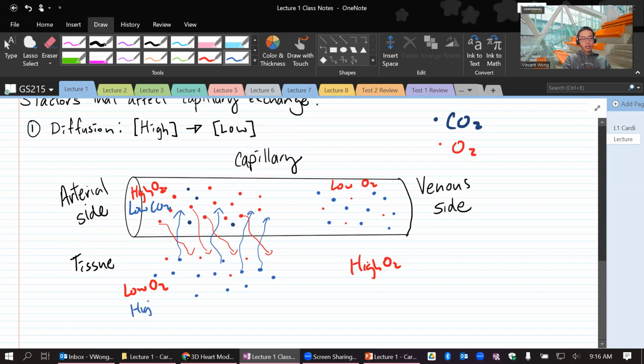And then this would be high carbon dioxide. And afterwards, it will be high carbon dioxide. And then outside would be low CO2, right? So this is an example of systemic circulation, right? Remember, there are two circuits: the pulmonary circuit, and then the systemic circuit. This would be a systemic circuit where the blood went from red to blue, because it picks up all the carbon dioxide and deposits all the oxygen.